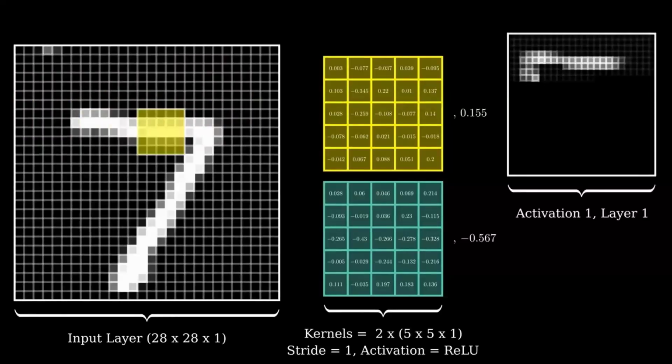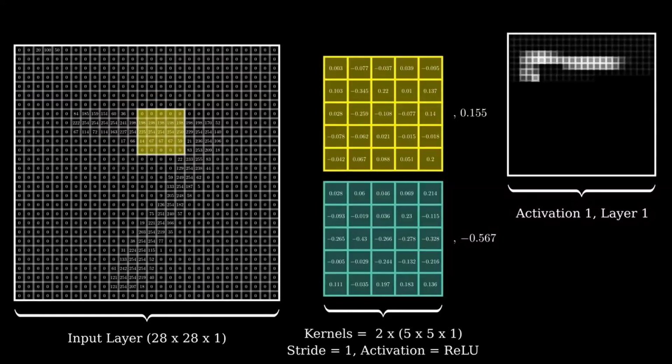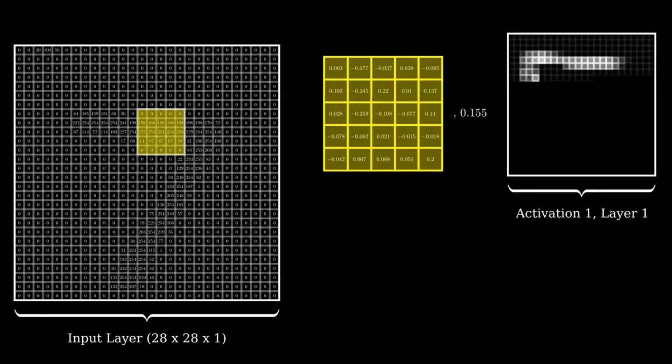Now, let's have a deeper look at what actually goes on during each step of the convolution. In order to get the activation value, which is the pixel you see on the activation layer, we use this formula. Now, let's break it down. Since we use a stride of 1, we slide the kernel one step to the right on each iteration until we reach the end. Then we will slide it one step down and all the way back to the beginning.